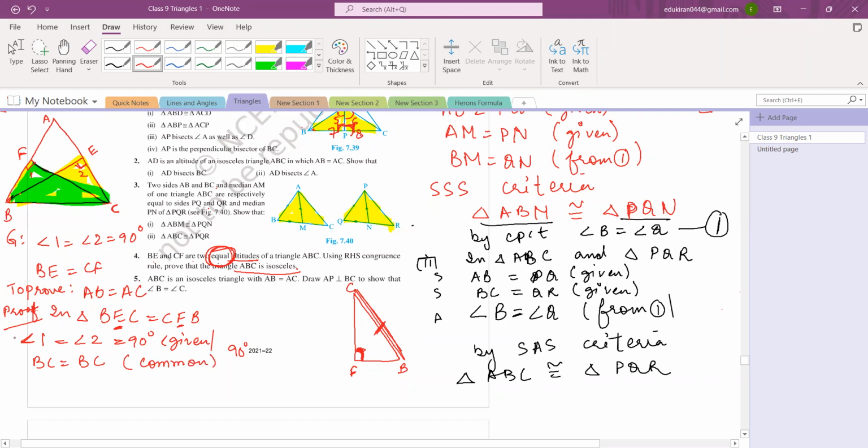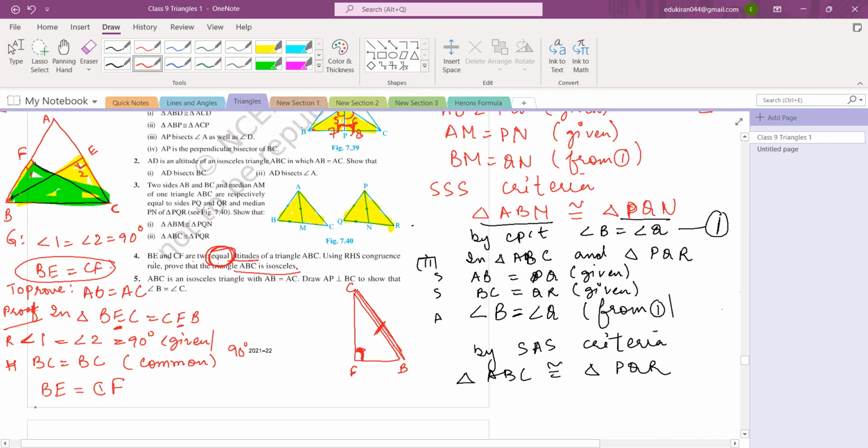Okay. So I have one R, one H. So any third side I need for RHS. Which side is equal here? Mridula, now you tell me. Which side is equal in the two triangles? Ma'am, BE and CF. Exactly. It is already given to you. See here, BE is equal to CF.